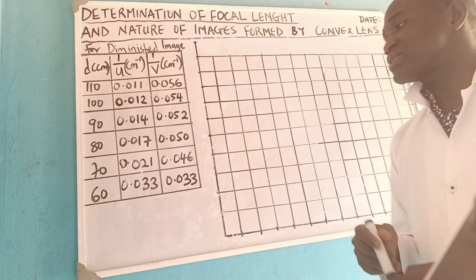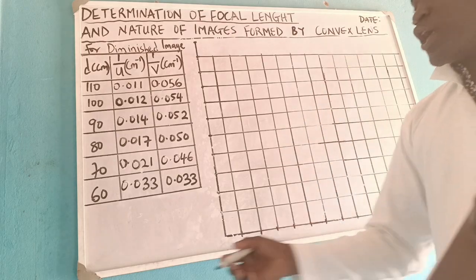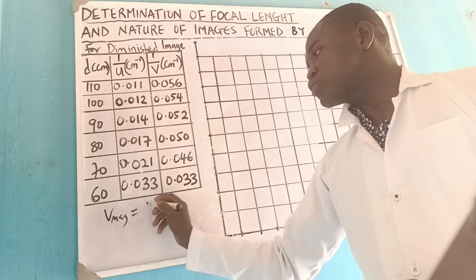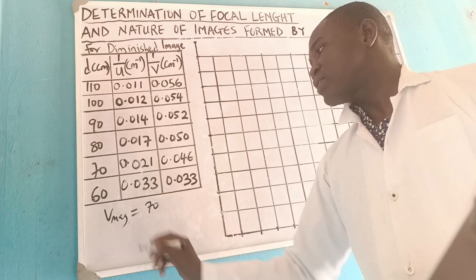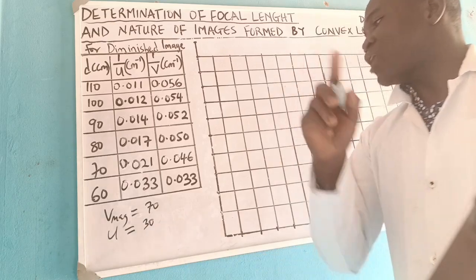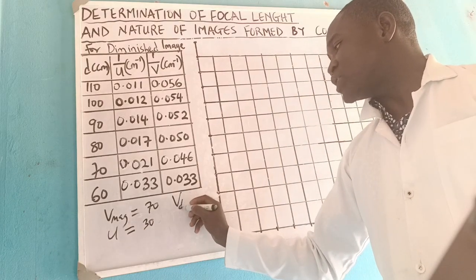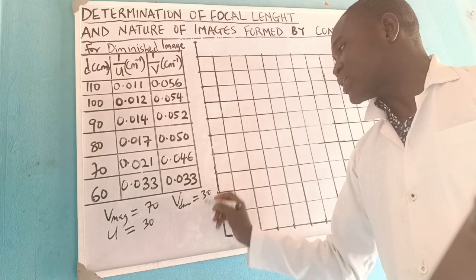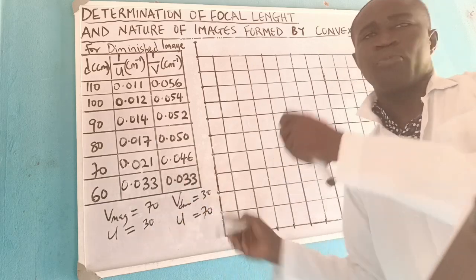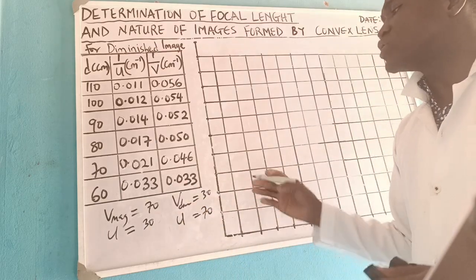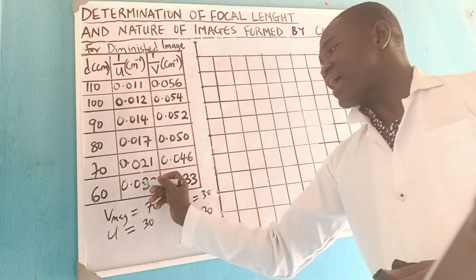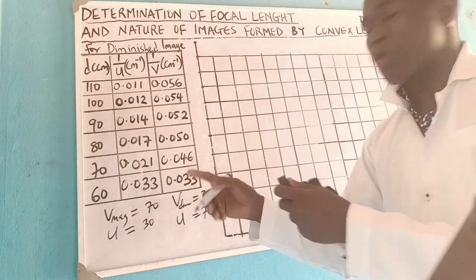But remember that in our table of values, if we have V for the magnified image equal to, let's say, 70, and the U equivalent of it is, let's say, 30, you now notice that V of the diminished image will be equal to 30 and the U of it will be equal to 70. That is, they are like opposites of each other. So you can use the one of the diminished image to do your plotting, and you can use the one of the magnified image to do your plotting, because they are just opposites of each other.